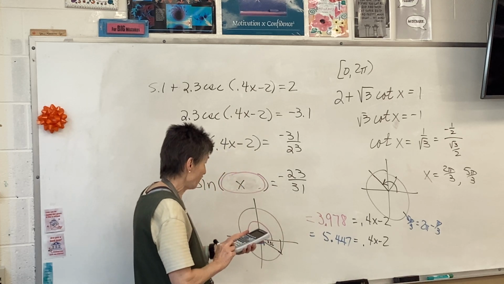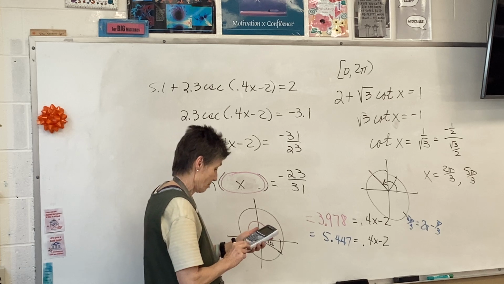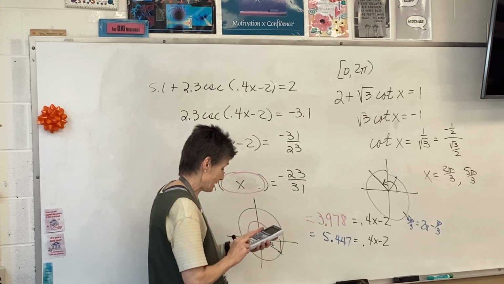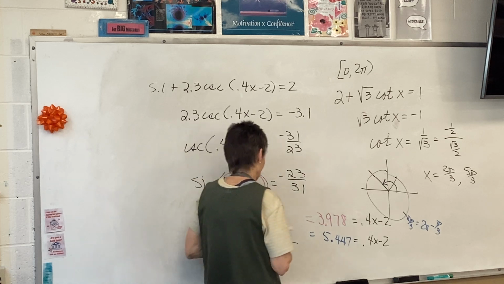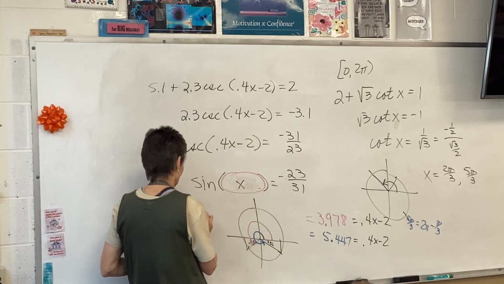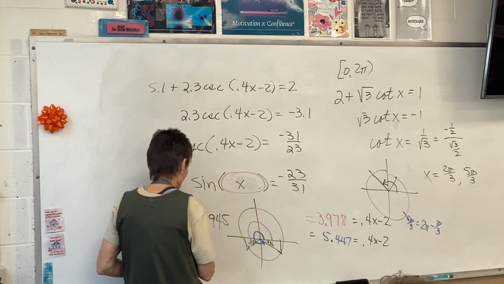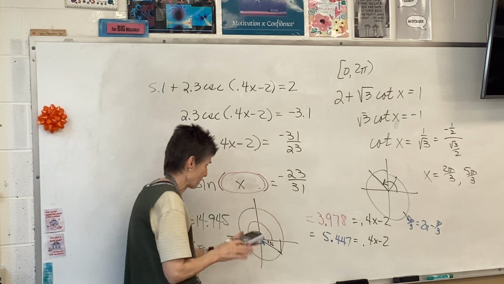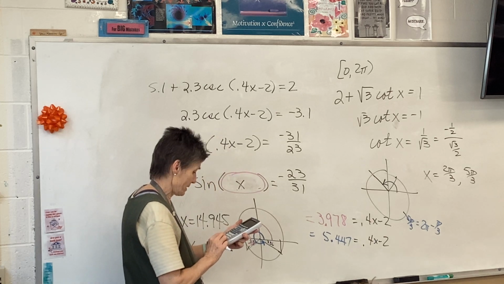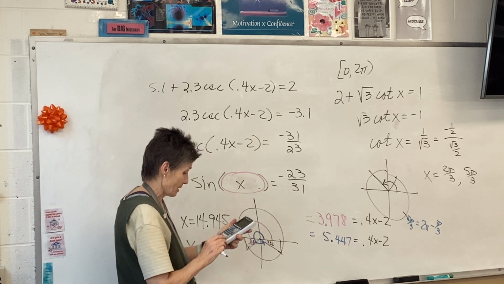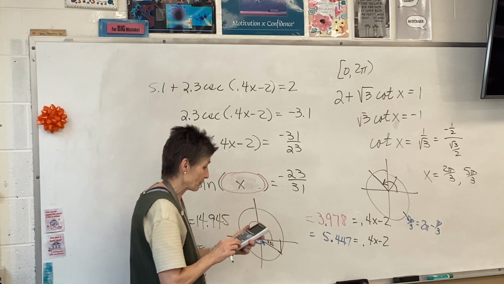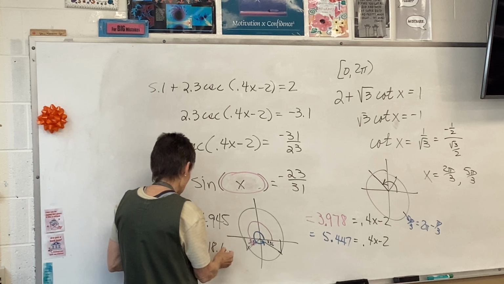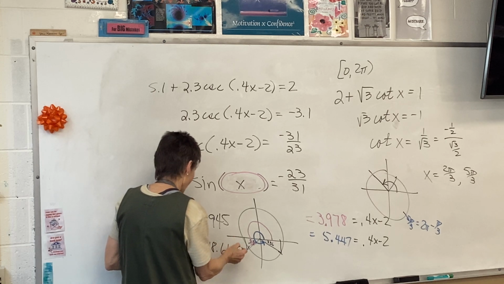So 3.978 plus 2 divided by 0.4. Did you get 14.945? And then the other one, 5.447 plus 2, divided by 0.4, 18.68.